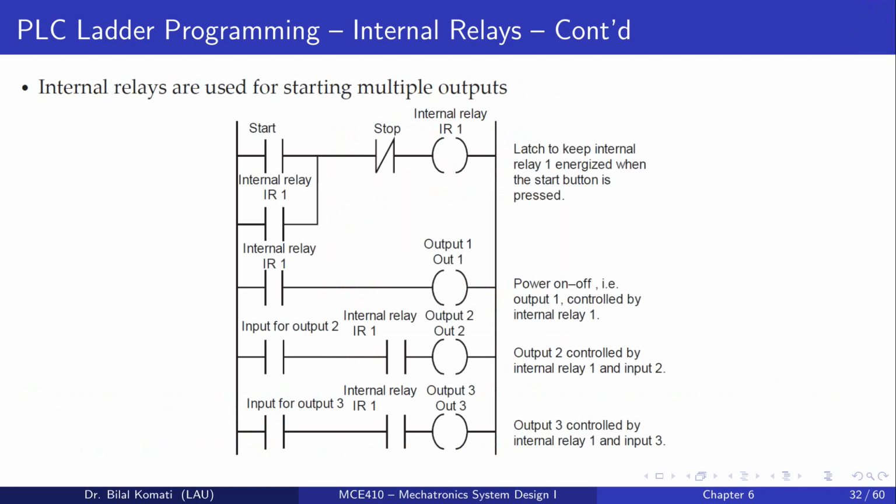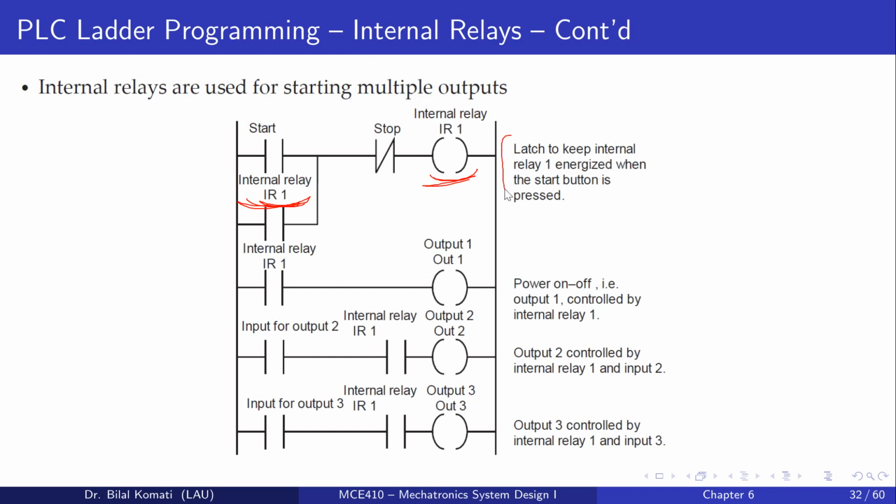Internal relays are also used for starting multiple outputs. If we press start and stop, we use an internal relay. Here we are using an internal relay latching, and if it is activated, it will activate one output, another output, and a third output, depending on the configuration. So here we are using internal relays to start multiple outputs.